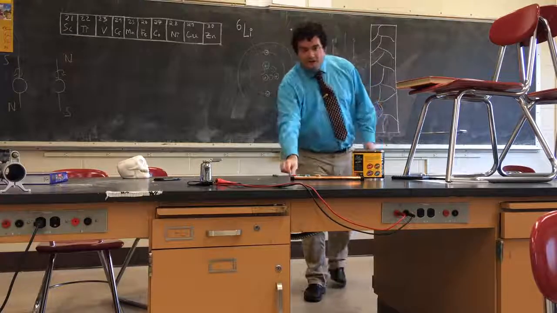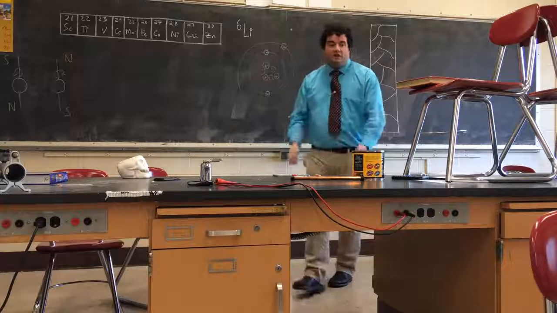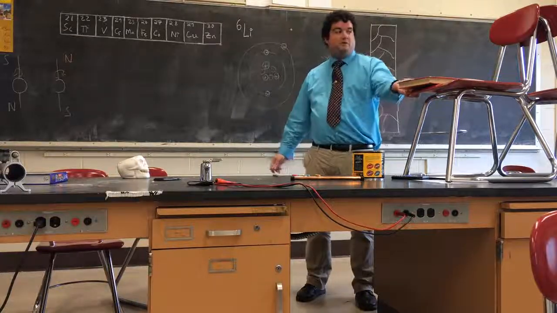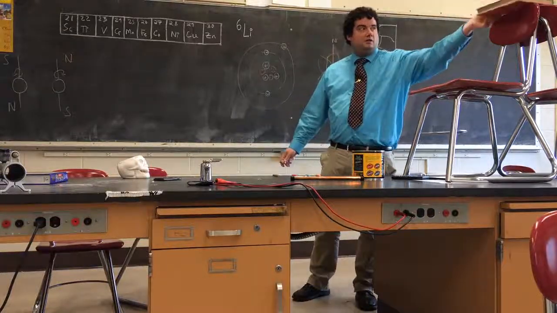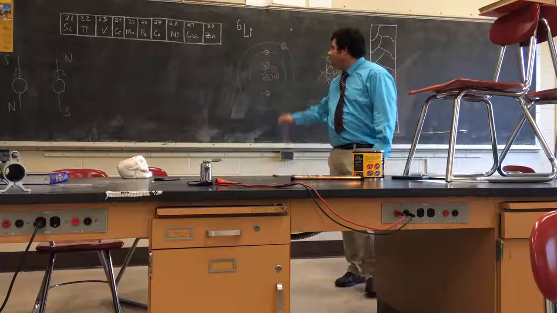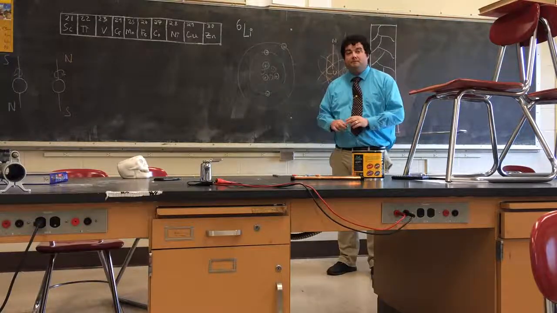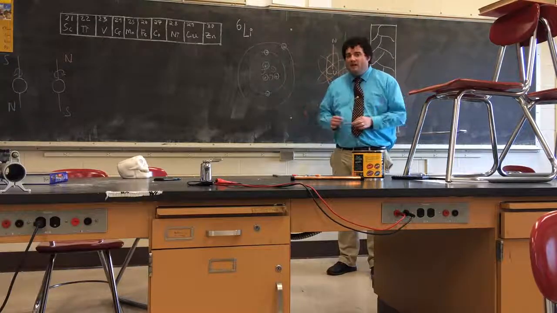And that shelf is going to have more energy. Just like, as I move the book farther away from the ground, it has more energy. And we always fill up the lower shelves first so that we can do less work putting those electrons there. Now, why does an atom have these shelves?